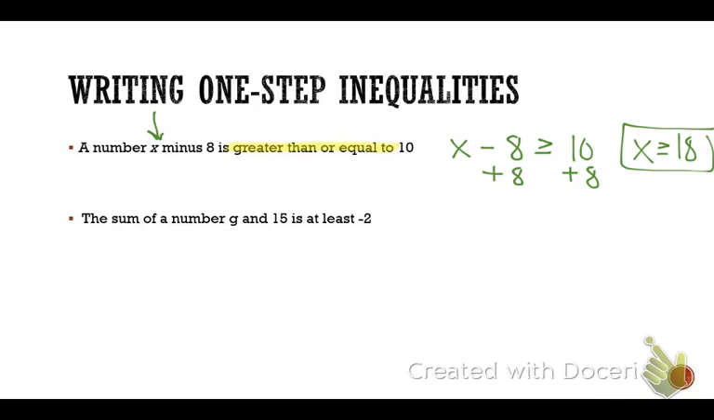The sum of a number, g, and 15 is at least negative 2. So you do have to remember these. And again, you're not allowed to have your notes in front of you, so you can't have those keywords in front of you. You have to have them memorized. The sum of a number, g, and 15 is at least negative 2.